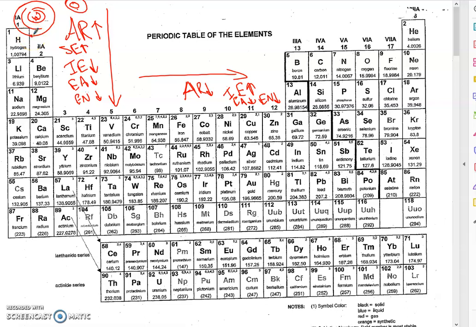All right, so shielding effect is the only one that we were saying doesn't change as you go left to right. So if we keep that there, we can go back and see what our options are here for the questions.